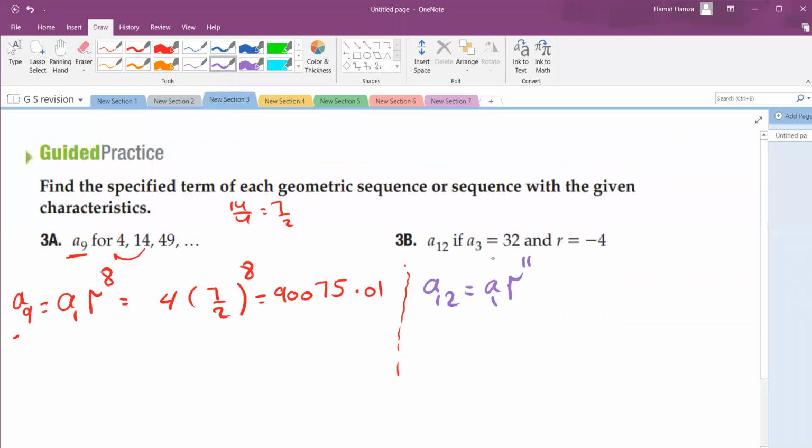We wanted to find A12. We don't have the first term, but we have the common ratio. Instead, he gave me A3, so I can use this to find the first term, because it's very important, guys. For any question in a geometric sequence, you must know the first term and the common ratio. So we'll find it, because we know A3, so A3 equals A1 r power 2.